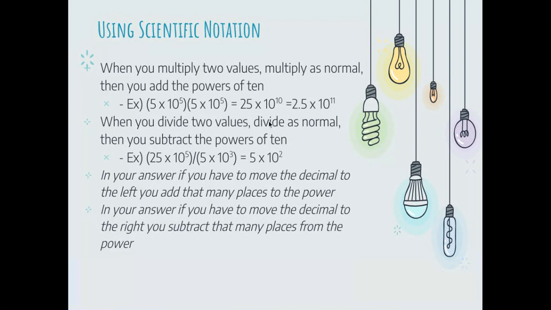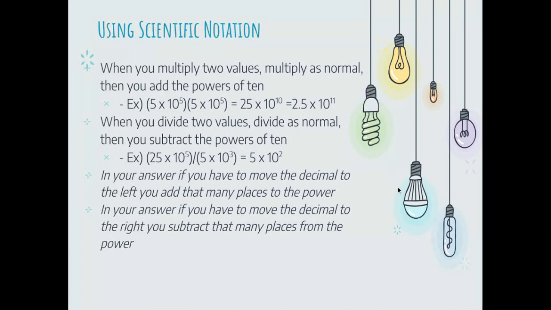When you divide two values, you divide as normal, and then you subtract the powers of 10. So it's just the opposite process. 25 divided by 5 gives us 5, and then 5 minus 3 gives us 2. If we were to take this number out of scientific notation and put it into the whole number that it really is, we would move the decimal point that comes after the 5 two places, and this number would be 500.